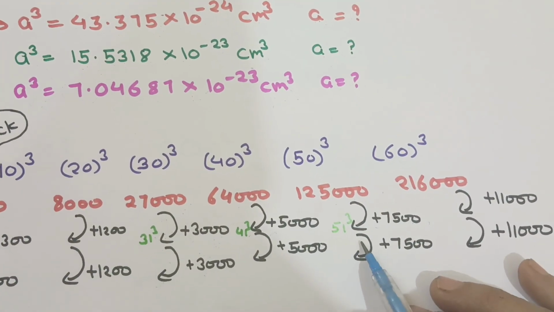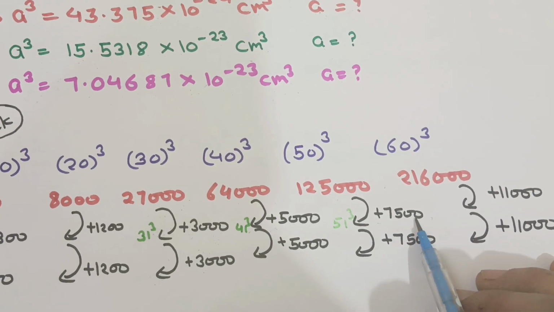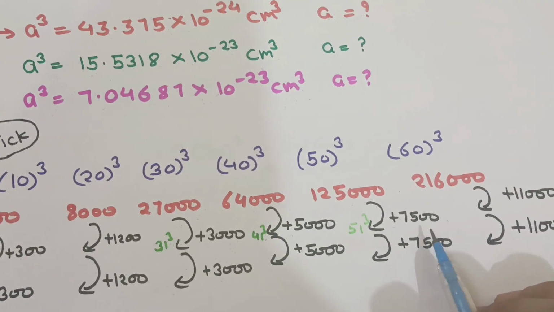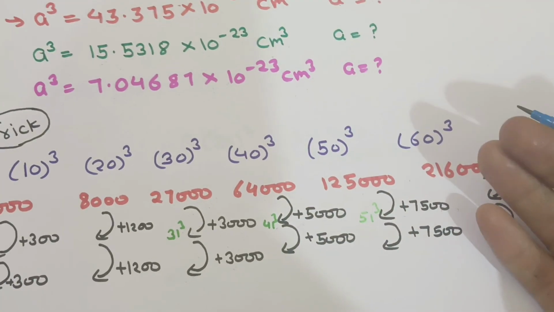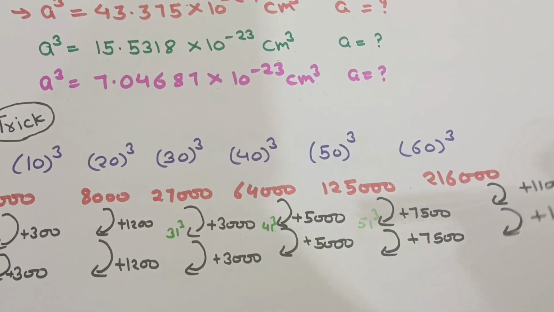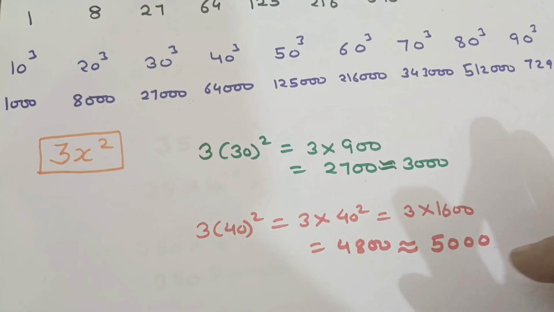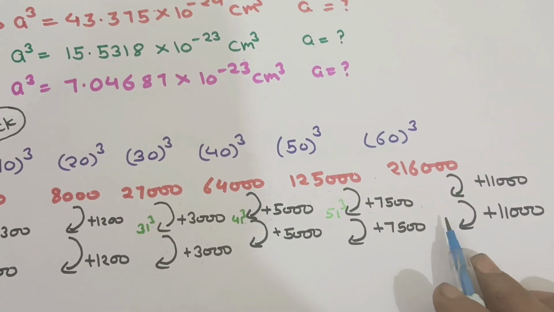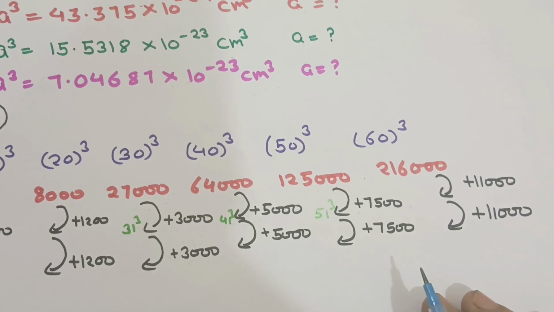Next number, 51 cube. What is the difference, students? 7500 is the difference. How did we get the difference? What is the formula? Again I am telling you, 3x square. 3 into 50 square. What are we finding? 50. So 3 into 50 square. 3 into 5 square is 25. We need to put two zeros because of 50 square. Then 7500 is the difference for the next number. Let us see how we find the value of a from this value.